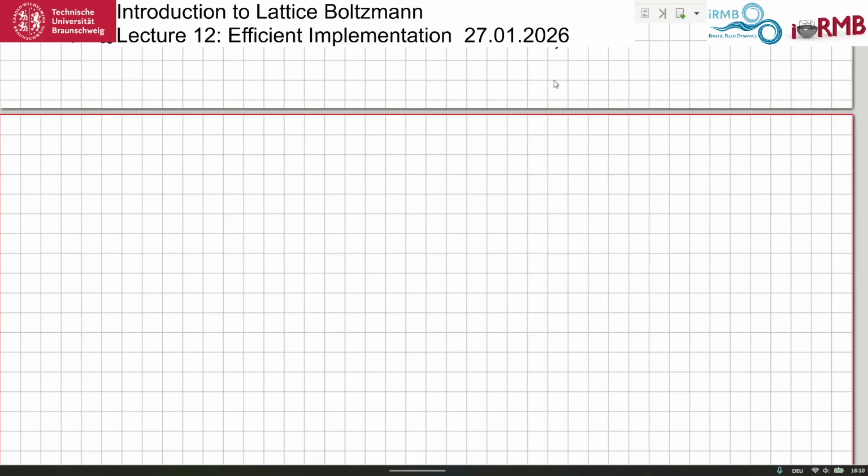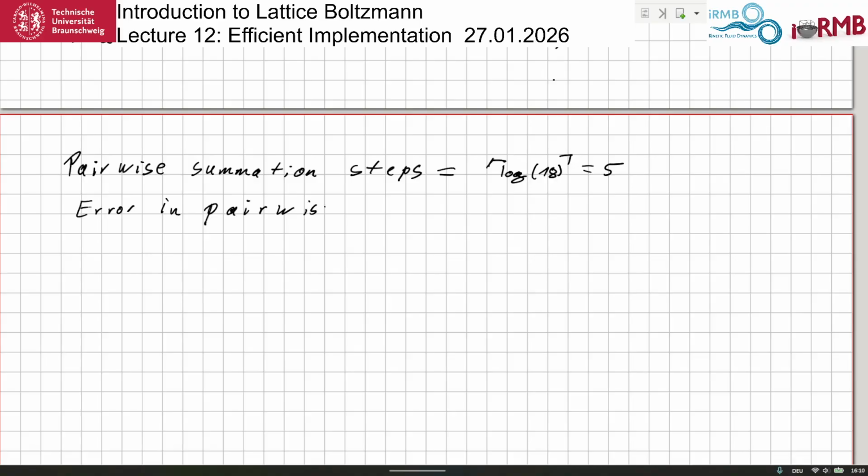And the number of steps in pairwise summation is basically the binary logarithm, which I just write as log. So the ceiling of the binary logarithm of 18, which is 5. So the error that we accumulate here in pairwise summation, of course this gets better the larger your sum is, is O of delta log n, which is usually smaller or equal than delta n minus 1, or you can forget about this 1, yeah?